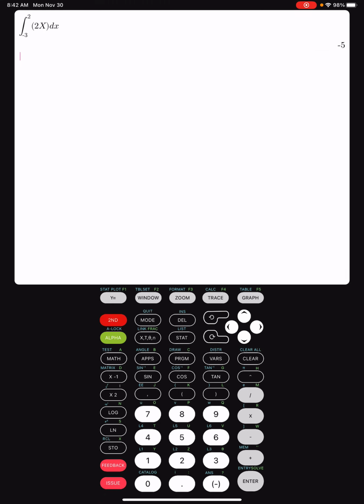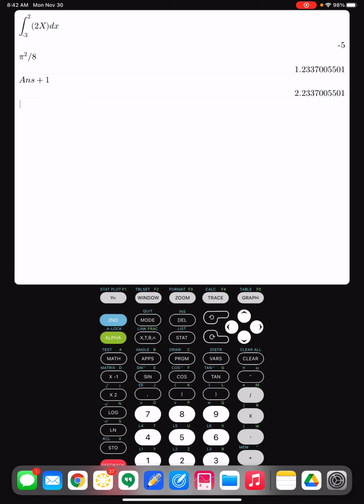Pi squared divided by 8 plus 1, 2.2337. So we've got the right answer. You can check it either way. Just make sure you know how to double check your work there.